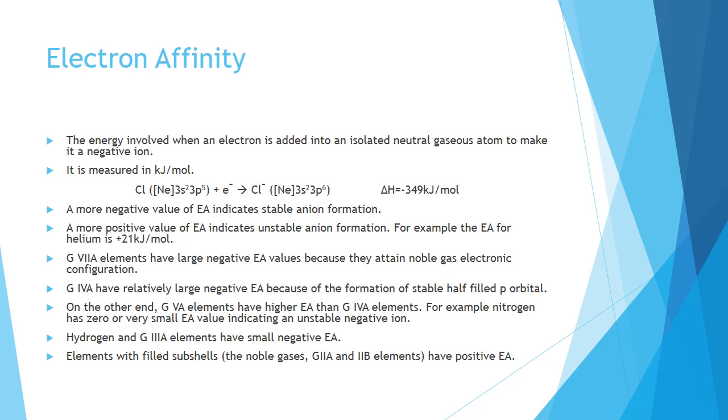noble gases, have positive electron affinity values because they are already stable in nature. When we try to give electrons to the noble gas electronic configuration, we are actually making them unstable, and if we are making them unstable after providing an electron, we need to give energy, according to this rule.